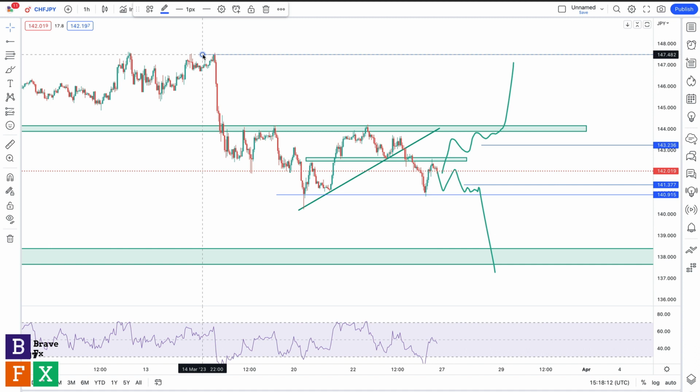So this is my outlook for CHF-JPY. First, I'm going to wait for a consolidation and a break of these lows targeting this level. Then for a bullish case scenario, I'm going to wait for price to break out from this resistance level before going long. So that's it for CHF-JPY. Up next, we'll be talking about Bitcoin.